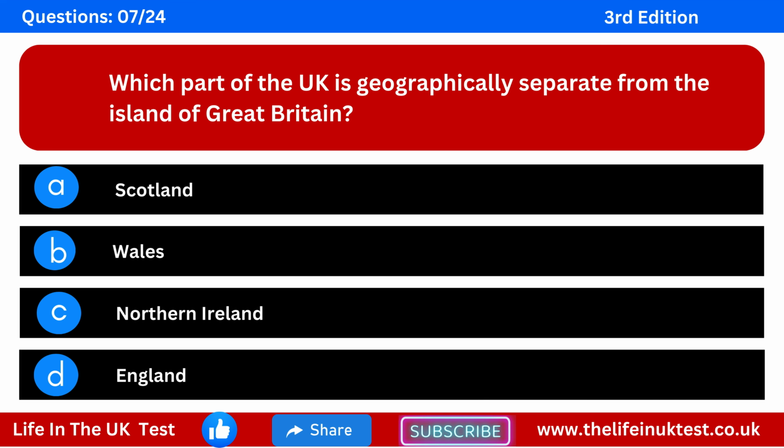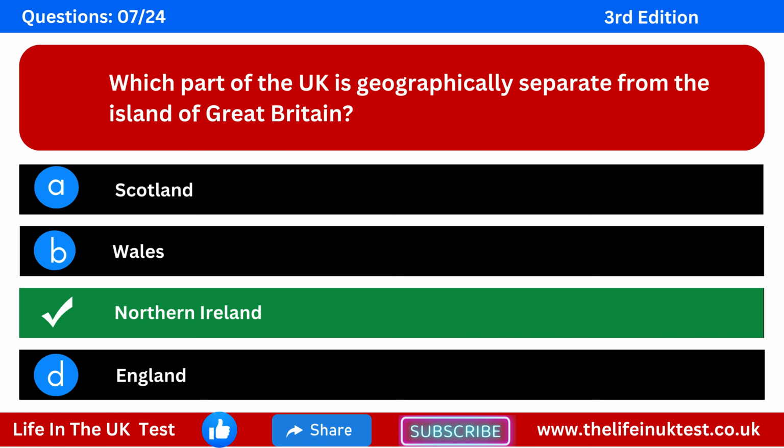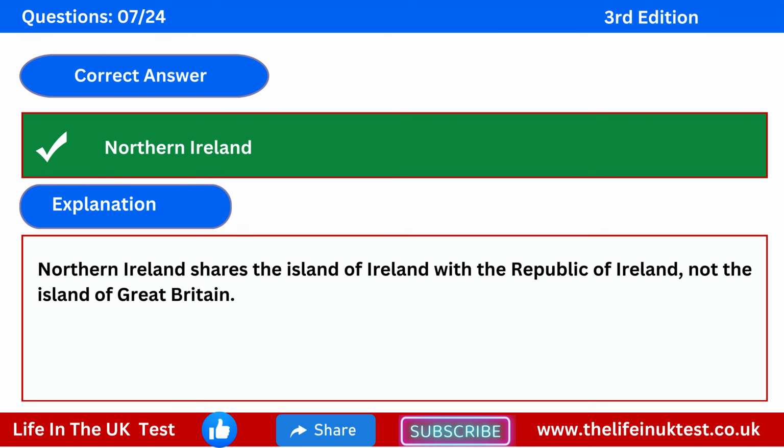Option A, Scotland. Option B, Wales. Option C, Northern Ireland. Option D, England. The correct answer is Northern Ireland. Explanation: Northern Ireland shares the island of Ireland with the Republic of Ireland, not the island of Great Britain.